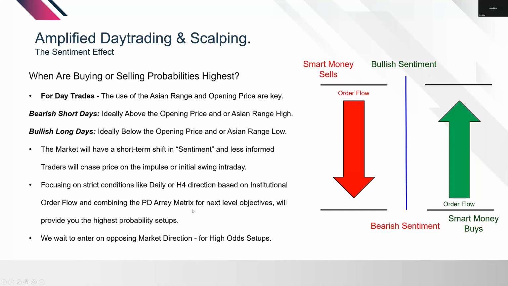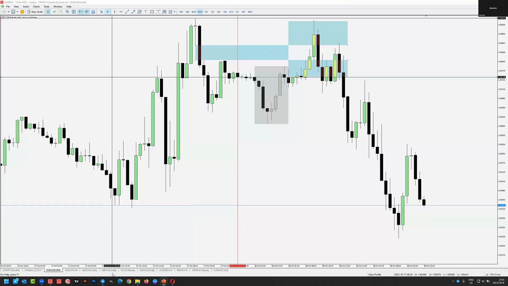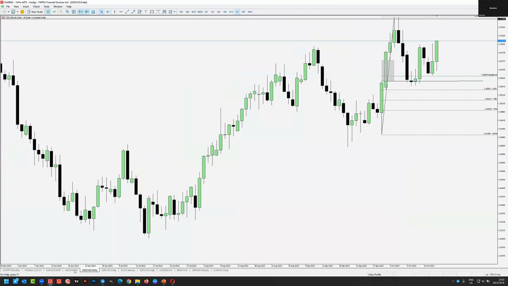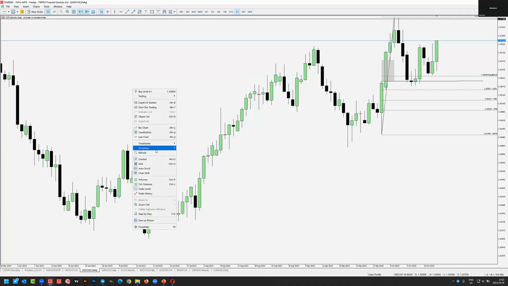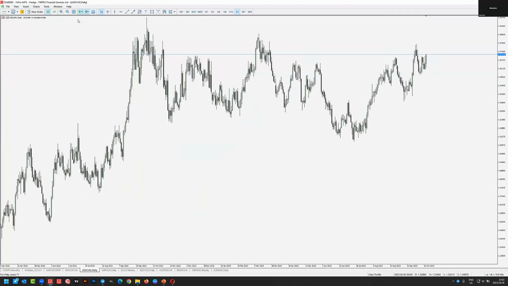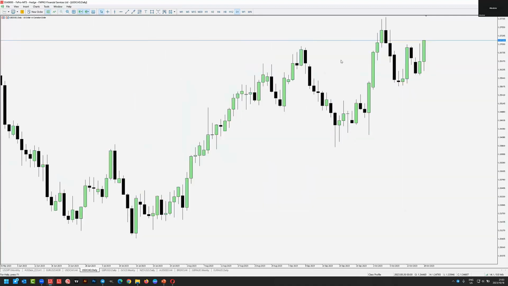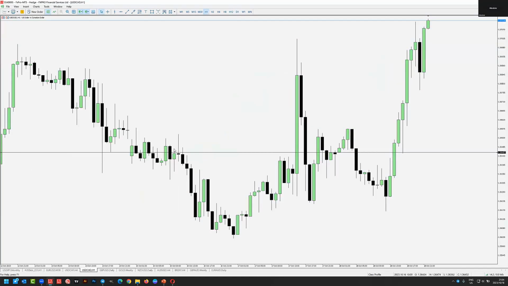So if the market is bullish, you need price to be below. Let's go to USD CAD for clarification. So this is USD CAD. This is our opening price for the day right there, right? That's our opening price. This is a daily candle. I'm just going to go to the hourly chart, Control Y. So price opened right here.